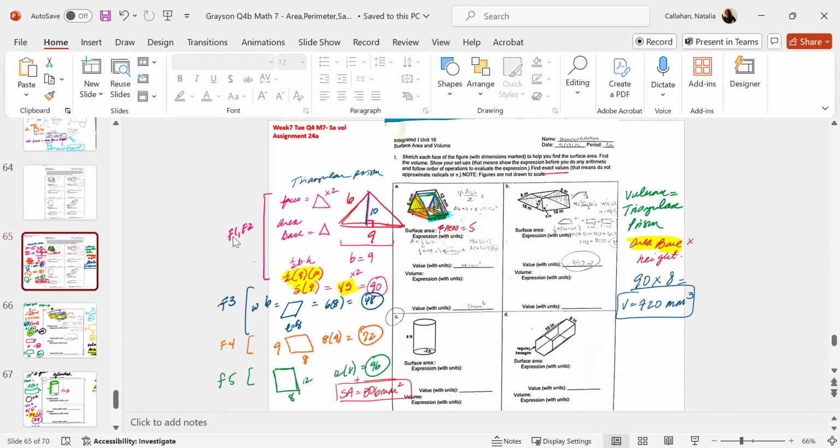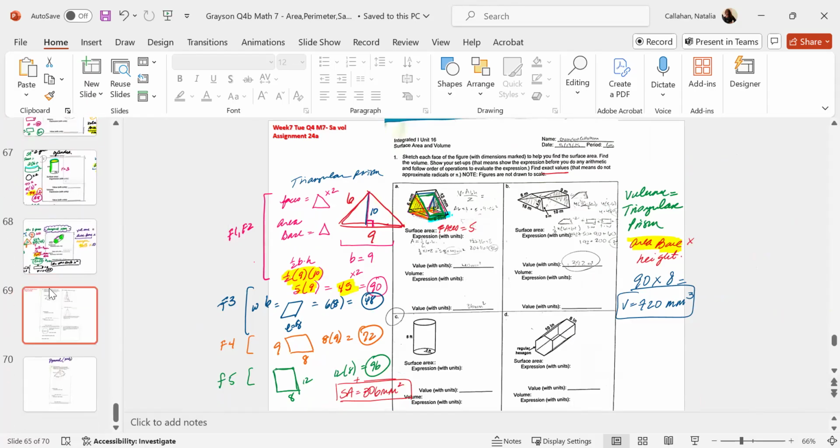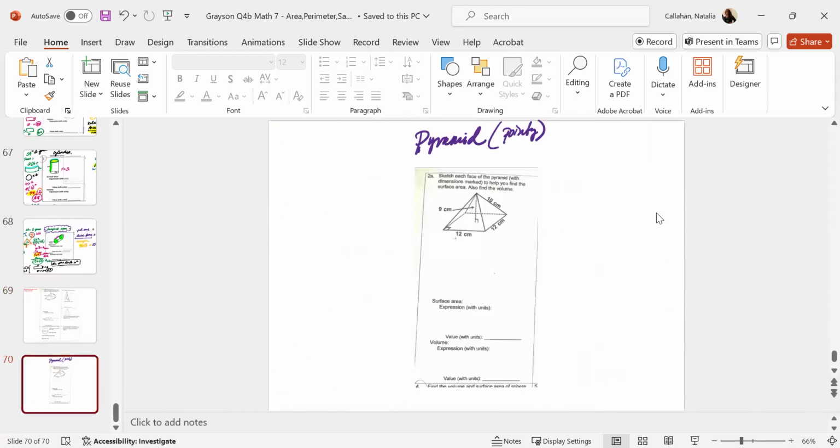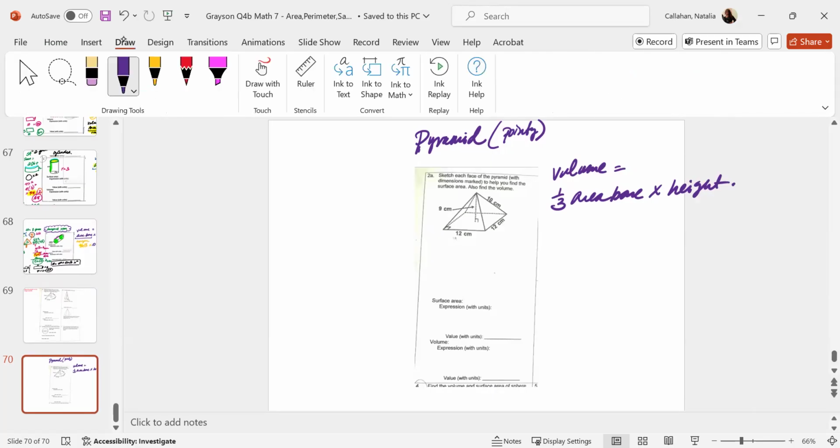Same thing with this triangle, right? And height of 8. This one is different. The reason why it's different is that it's pointing on top. So your volume is going to be different. Your volume is going to be 1/3 area of the base times what? Times height. It's going to be 1/3 of it because it gets pointier on top, correct? So let's find the surface area.